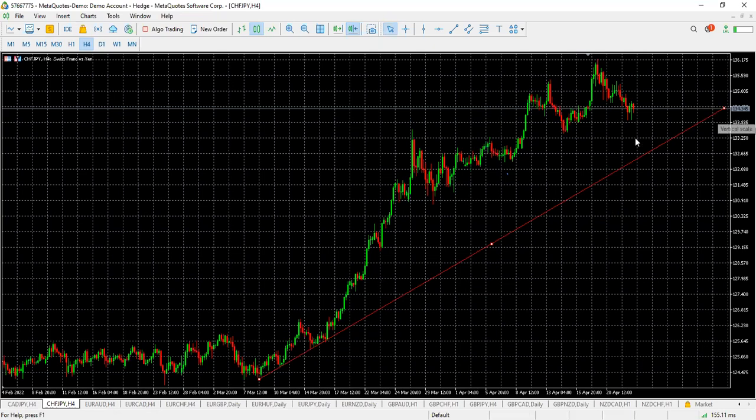This is an uptrend. This trend taken from here and here is not yet broken. Now, what if we take another line from here to here, because this is another trend. These are trends again. Okay. These are trends, which is broken here now.